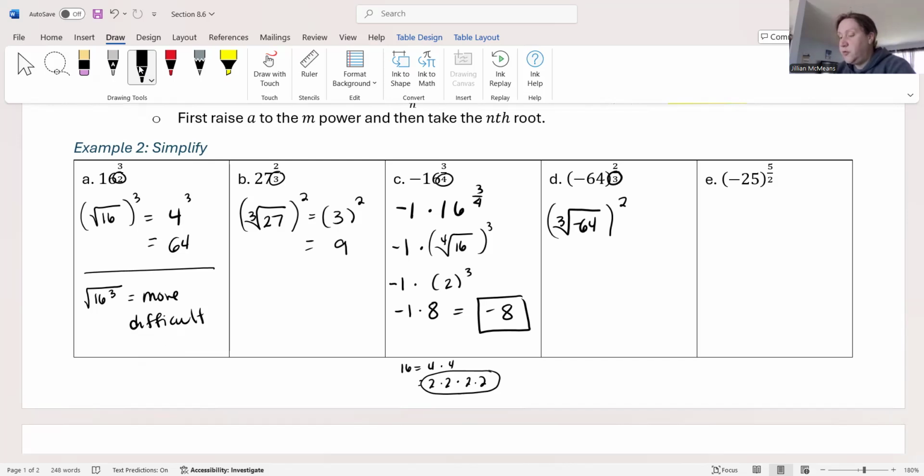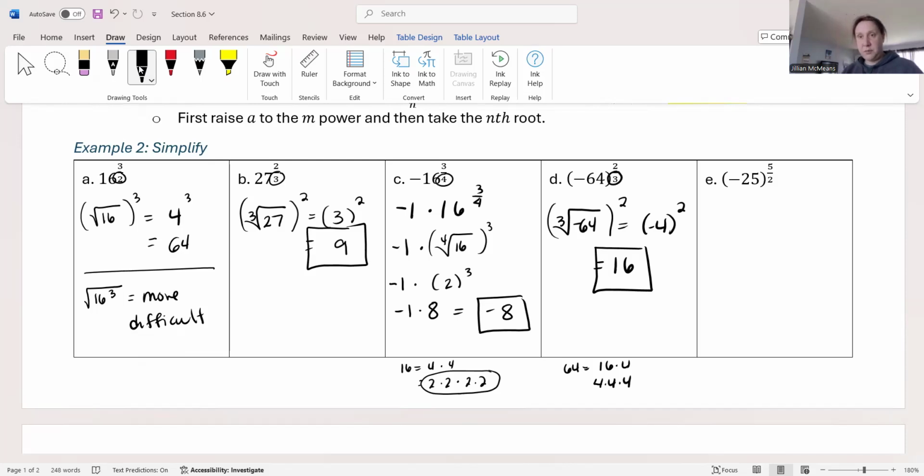So we want to look for 3 identical factors of 64. So 64 is really 16 times 4. 16 is 4 times 4. So we've got our 3 identical factors, and if the index is odd and the radicand is negative, so is the result. So this is really -4 squared. But now we're taking a negative and we're squaring it. So this whole thing just becomes +16. Okay? So be careful with those negative bases.